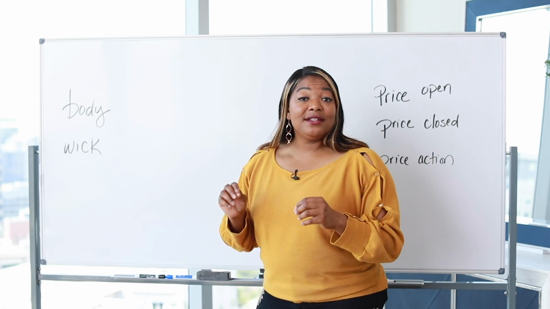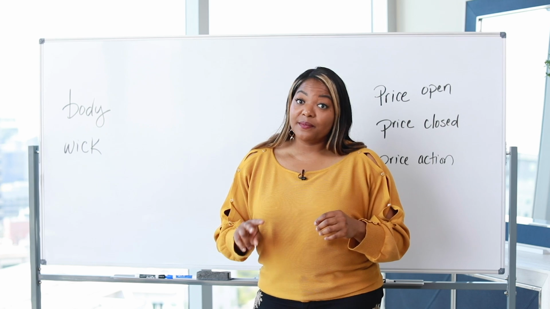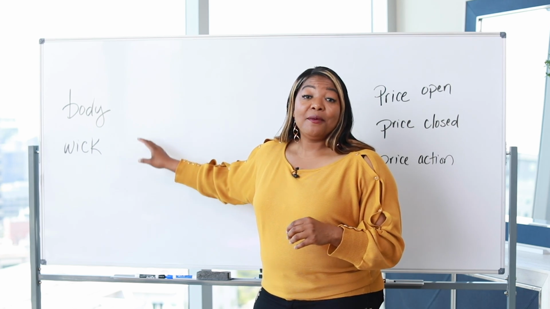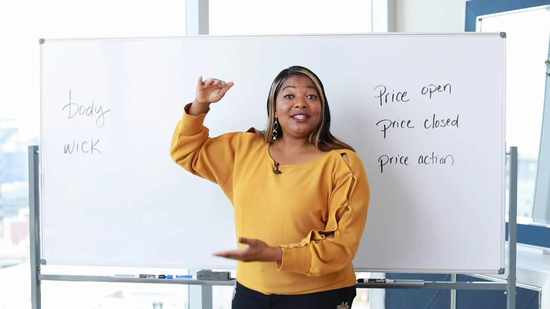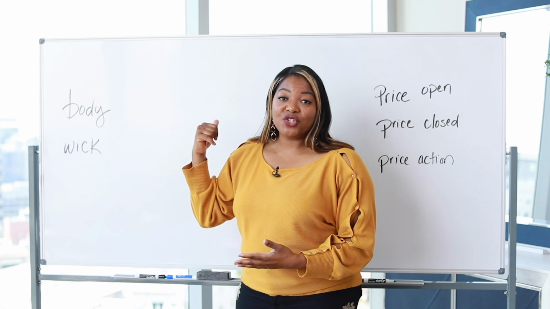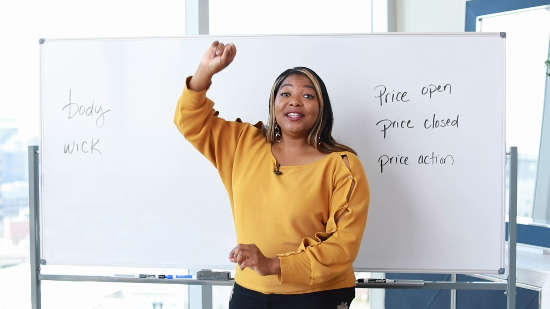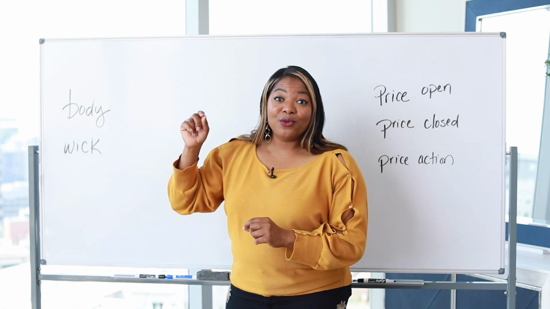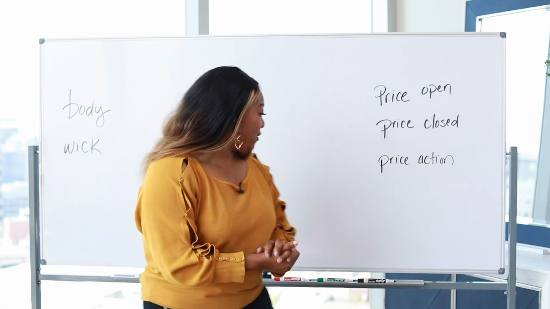Then each candle is made up of two parts. You have the body of the candle and then the wick. And the body of the candle is going to be the difference between the open and close. And I'll show you that in a second in pictures. The wick is going to be the little lines that come out of that body, but that's the price action. That's what the wick shows. Okay, so let me show you.